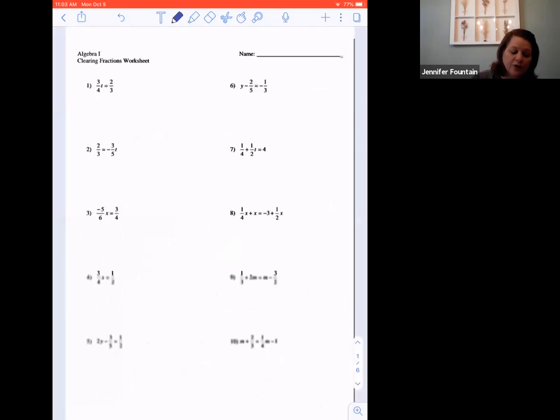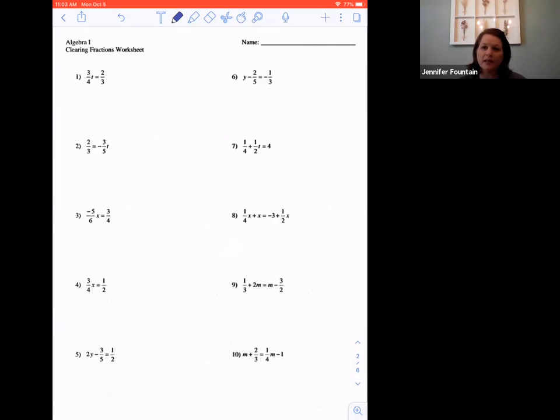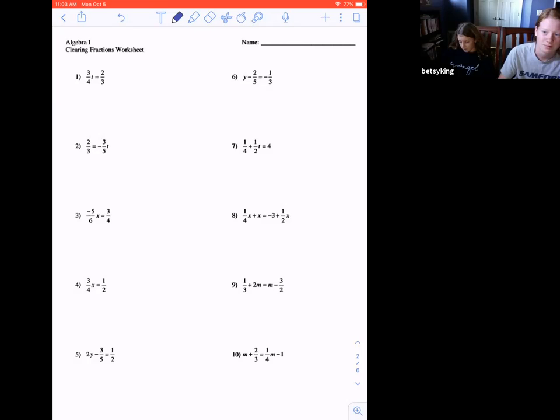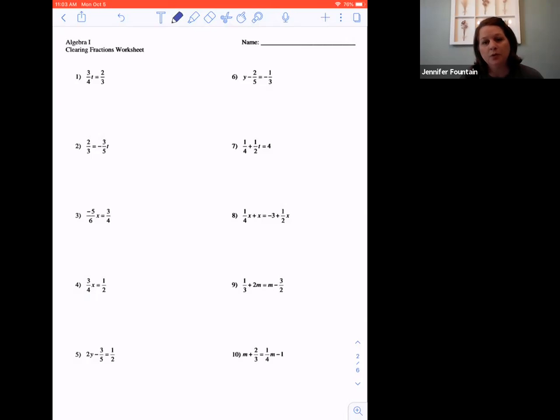Page 2, clearing fractions. Any questions about clearing fractions? Remember, to clear fractions, you're going to multiply by the least common multiple of the denominators. If I only have one denominator, I only multiply by that one. But if I have more than one, then I've got to look at what is the least common multiple of the denominators, multiply the whole thing, simplify, and solve.